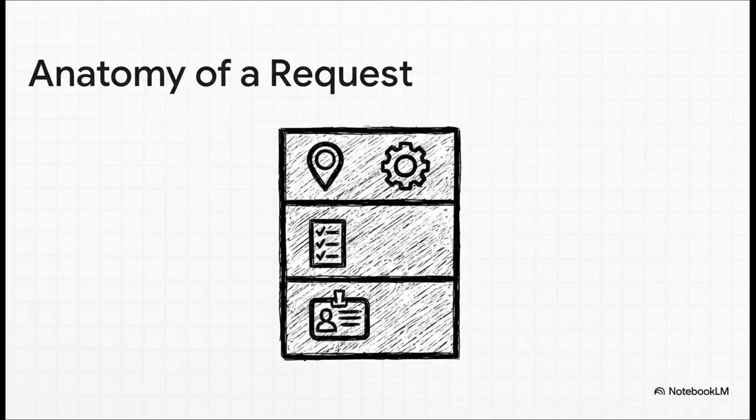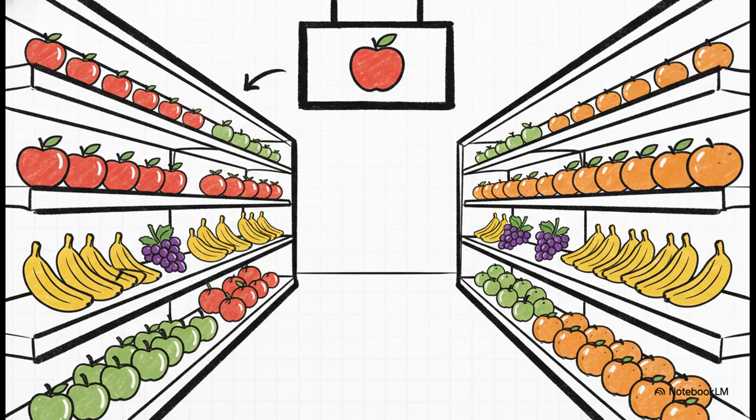Now, they're all important, but to really get the big picture, we're going to focus on the first two, the endpoints and the method. First up is the endpoint. This is just the specific address for the data you want.